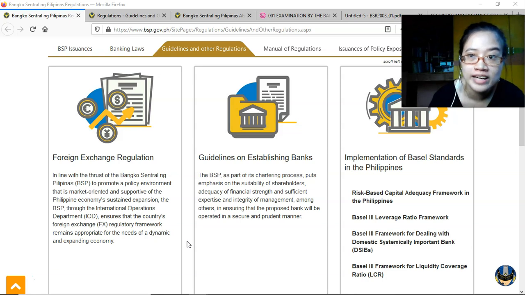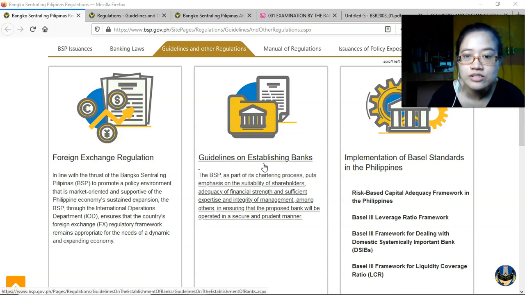Essentially, the foreign exchange rates also follow the law on supply and demand. If there is a greater demand for our currency, then it normally goes up. But if there is less demand for it, then it normally goes down, right? So they regulate this to ensure the proper conduct of exchange.